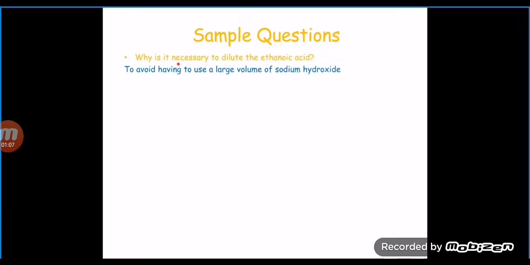And the first one says, why is it necessary to dilute the ethanoic acid? It's important to dilute the ethanoic acid to avoid having to use a large volume of your base, or a large volume of sodium hydroxide. It may also be asked, why is sodium hydroxide not placed in the burette? And that's to prevent it from clogging. Another question they may ask is to describe how you would measure 25 centimetres cubed of vinegar and dilute it using deionized water to exactly 250 centimetres cubed.